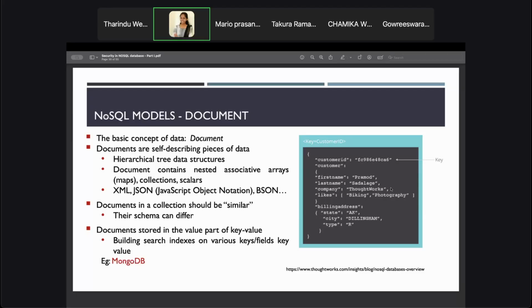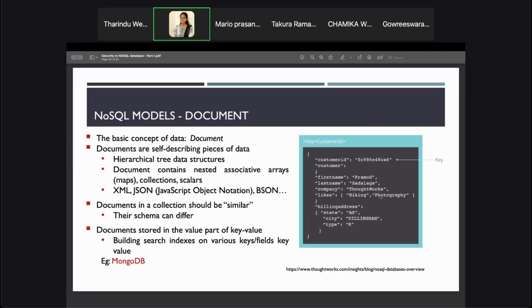When it comes to documents, there can be a collection of documents. If there are customers, all the customer documents we call a collection. So they are similar in nature. Everything is customer details, but they have a different schema. For one customer, you might store their address details.